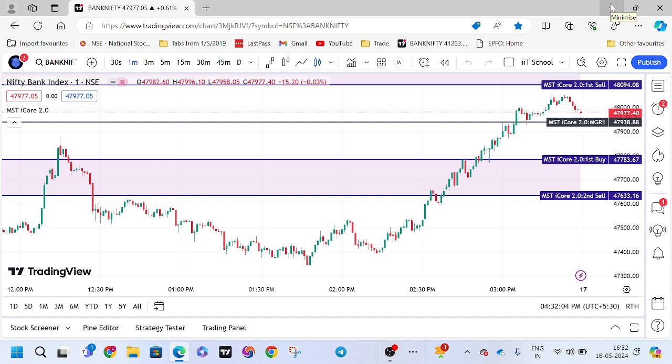Dear traders, our MST iCore 2.0 indicator is working on all the platforms like NSE market, BSE market, MCX market, even in Forex market also our indicator is working fine. So let me show you the basic setup of the MST iCore 2.0.